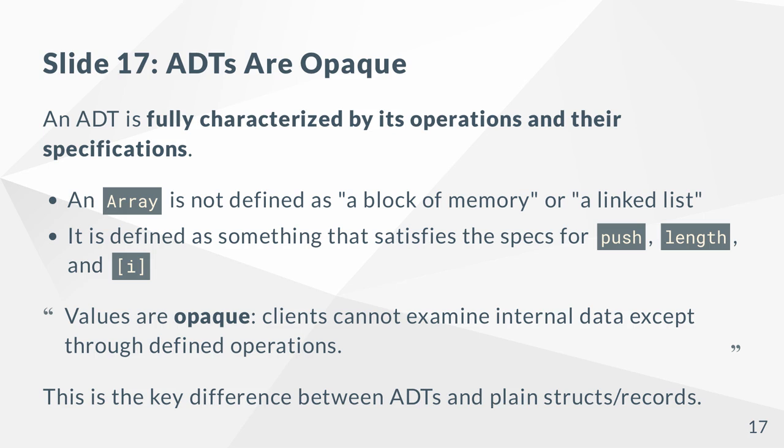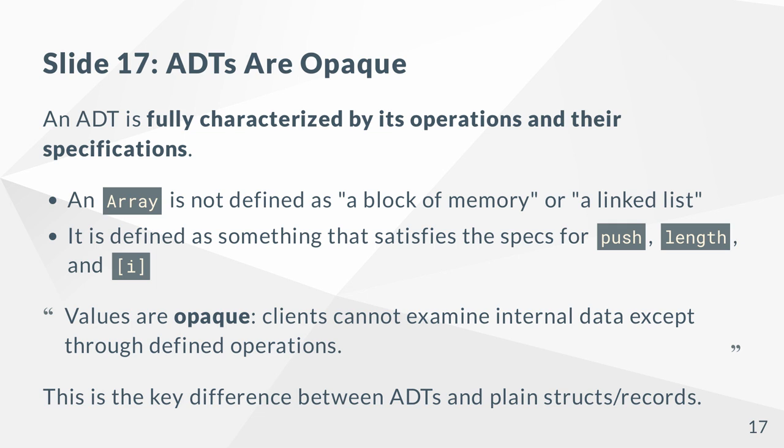We have now seen several ADTs. Let us step back and see what they all have in common. An ADT is fully characterized by its operations and their specifications, nothing more. We do not define an array by saying it is a block of memory with elements at fixed offsets. We define it by saying it is something that supports push, pop, length, and index access according to their specifications. Values in an ADT are opaque. Opaque means you cannot see through them. Clients cannot examine or access the internal data directly. They can only interact through the permitted operations.